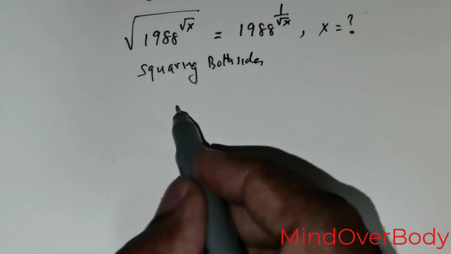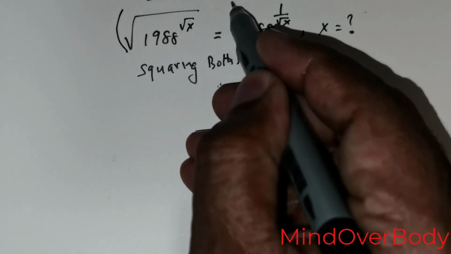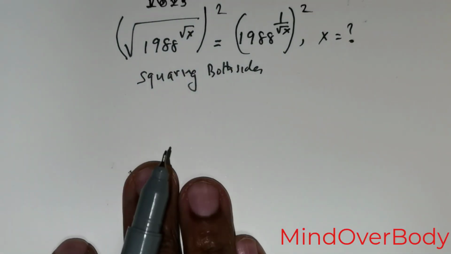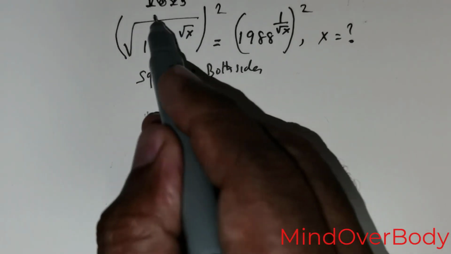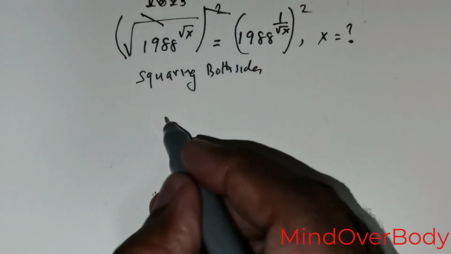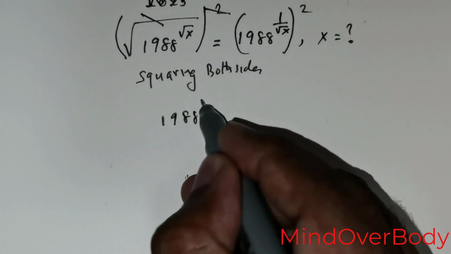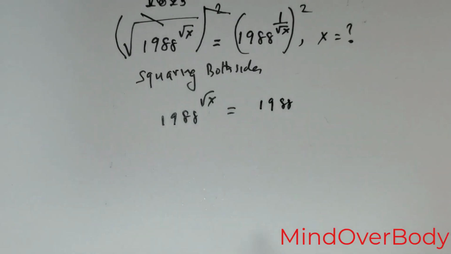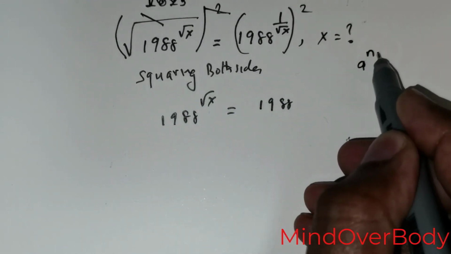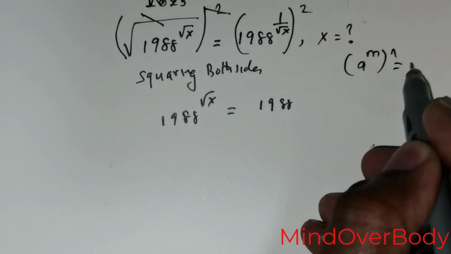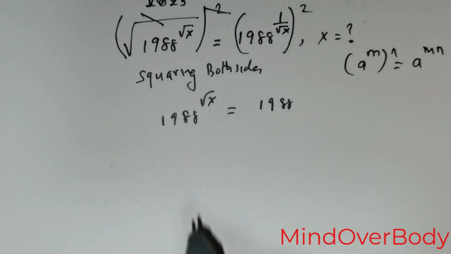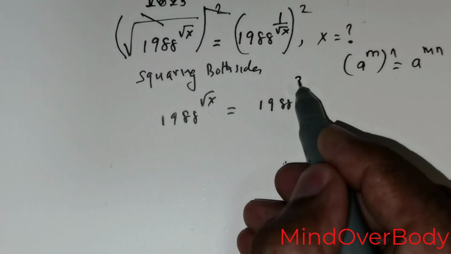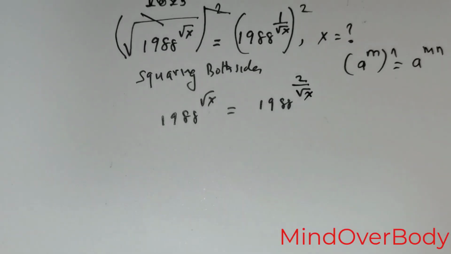So if I were to square both sides, this is going to be raised to the power of 2 and this is going to be raised to the power of 2. Now clearly we can see that the radical sign and the square will get cancelled, giving me 1988 raised to the power of root of x is equal to 1988. Now there is a law in indices. A raised to the power of m raised to the power of n can be rewritten as a raised to the power of m times n. So 1988 raised to the power 1 over root x raised to the power of 2 can be written as 2 over root of x.